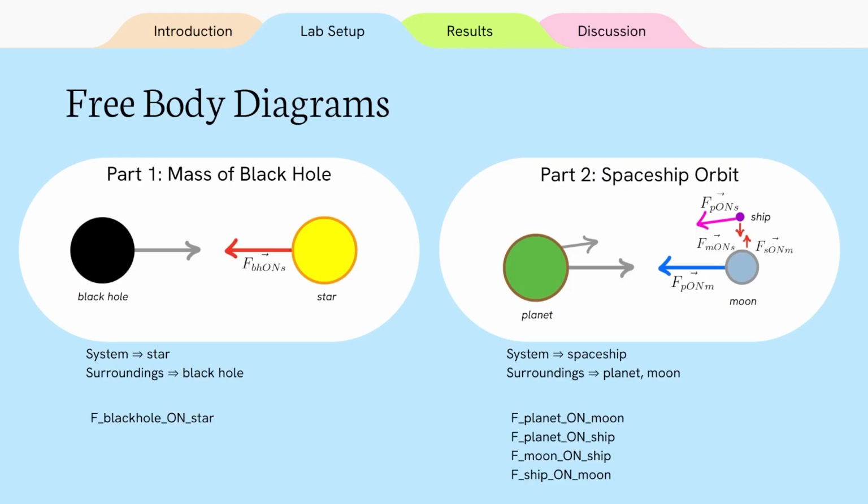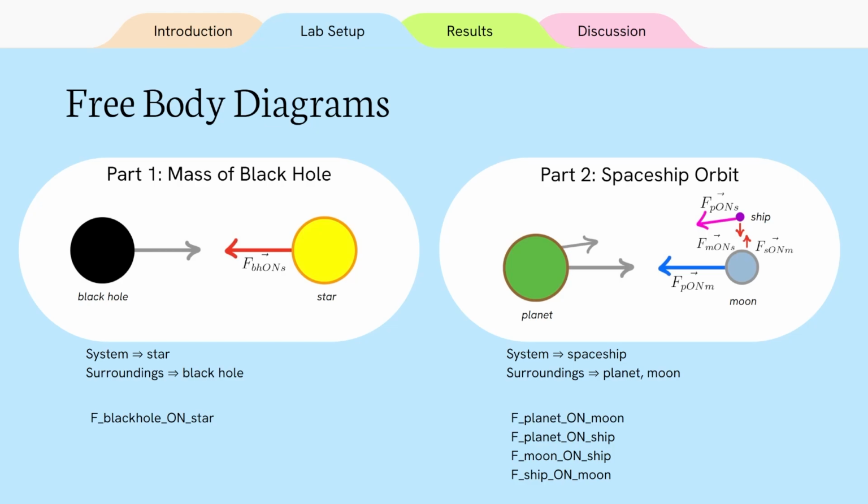These are the free body diagrams. Grayed out arrows imply the object's location is fixed. Part 1 shows the gravitational force in the black hole on the star, which is used to find the mass of the black hole. The system is the star, and the surroundings are the black hole.